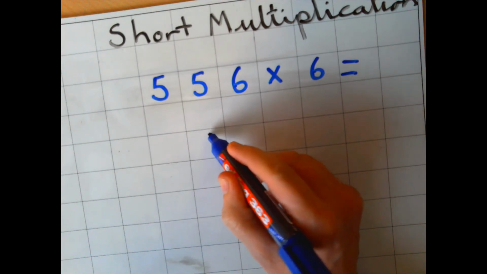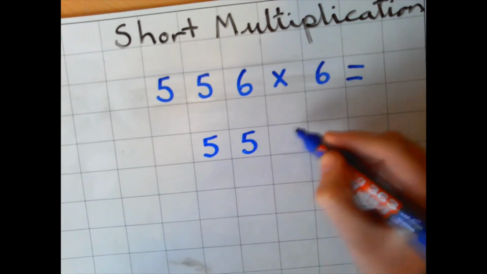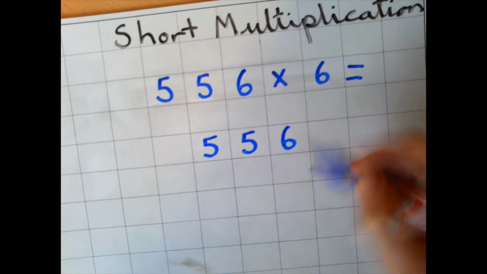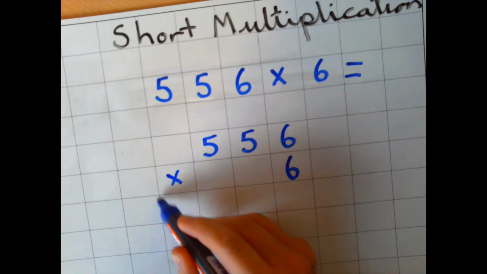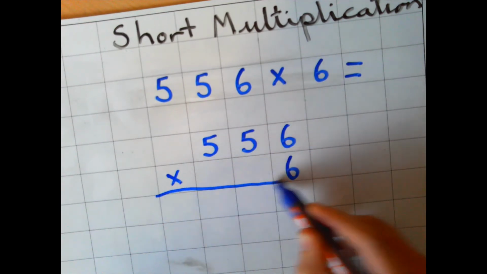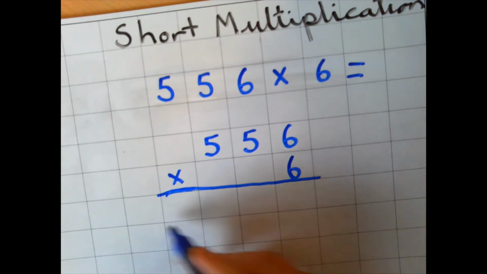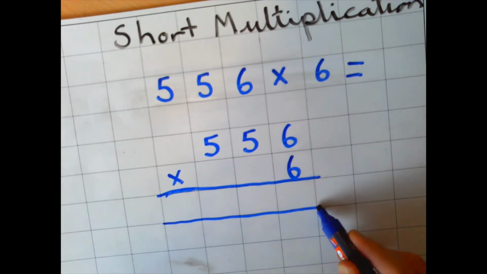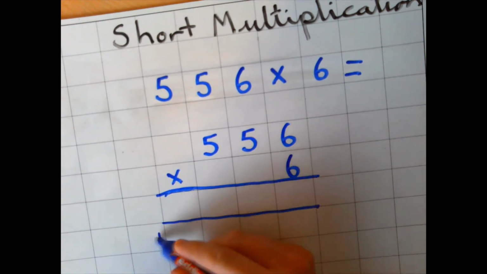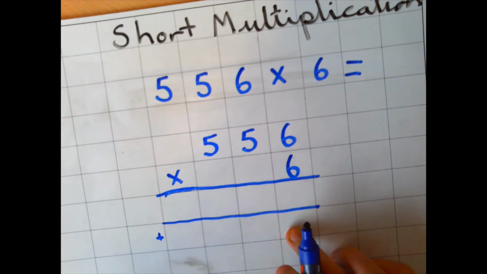Starting in the ones column, 6 times 6 is 36. So the 6 in there and the 3 here to add on after I've multiplied the next numbers. 6 times 5 is 30, plus 3 is 33. So 3 can go in there, and the other 3 there, ready to be added on. 6 times 5 is 30, add 3, 33. 556 times 6 is 3,336.